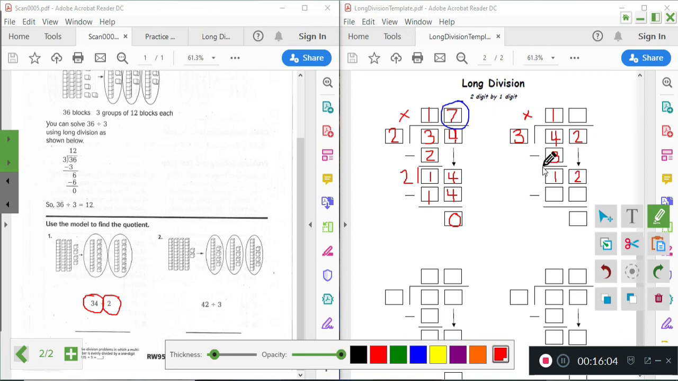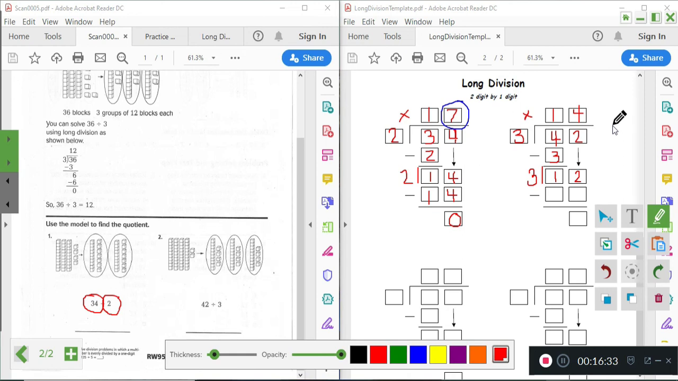Then I repeat. I repeat those same steps. Rover tells me don't forget to repeat. I'm still dividing by the same number. Nothing has changed. I can bring it down here. How many times does 3 go into 12? I go back to Dad divide. That's right, 4 times.